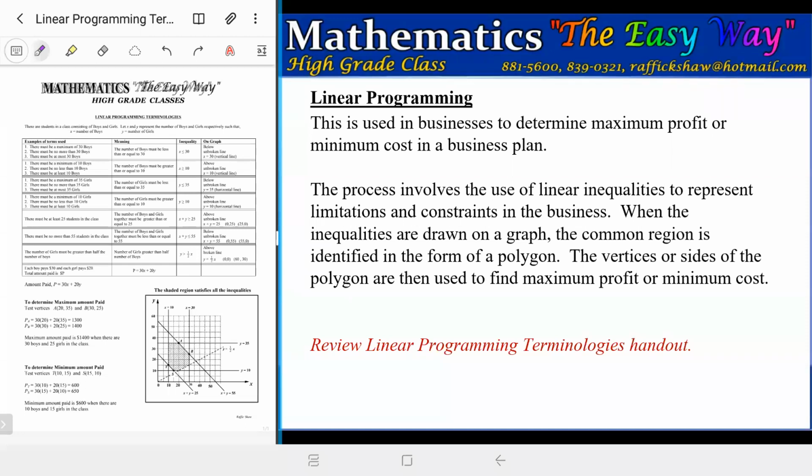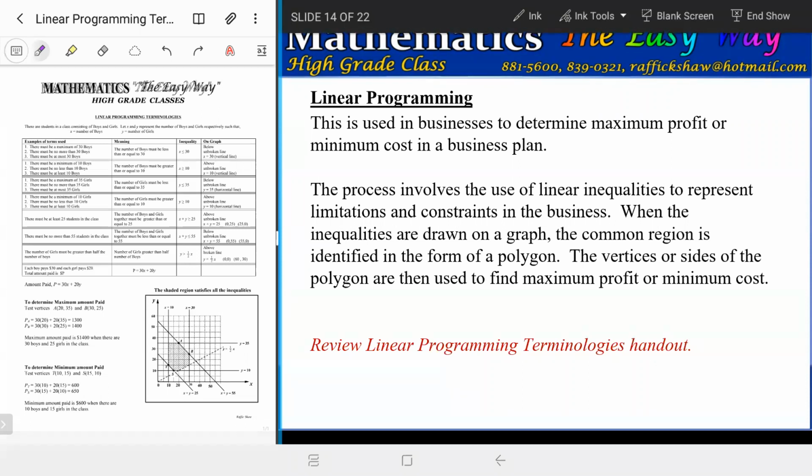So we could talk a little bit and see if we can discuss it so that you can understand exactly what I mean by these limitations and constraints. I'm going to just use an example. Let's say you want to go into business, you want to start a little business. Let's say you're going into the business of motor vehicles, and you want to buy and sell cars.